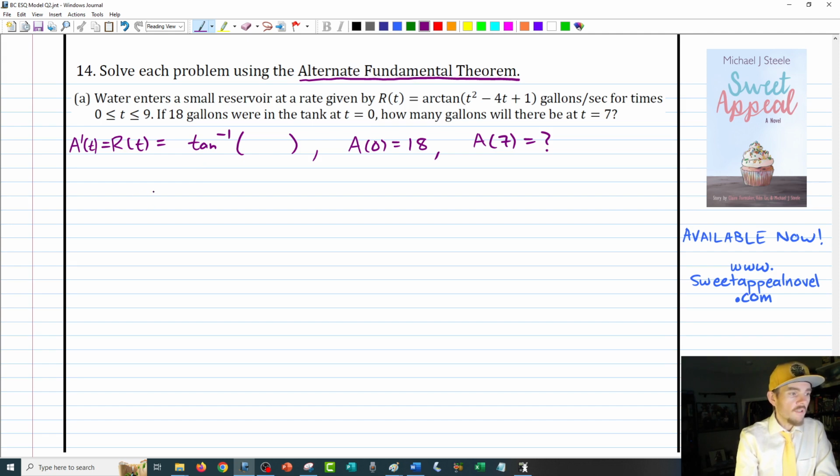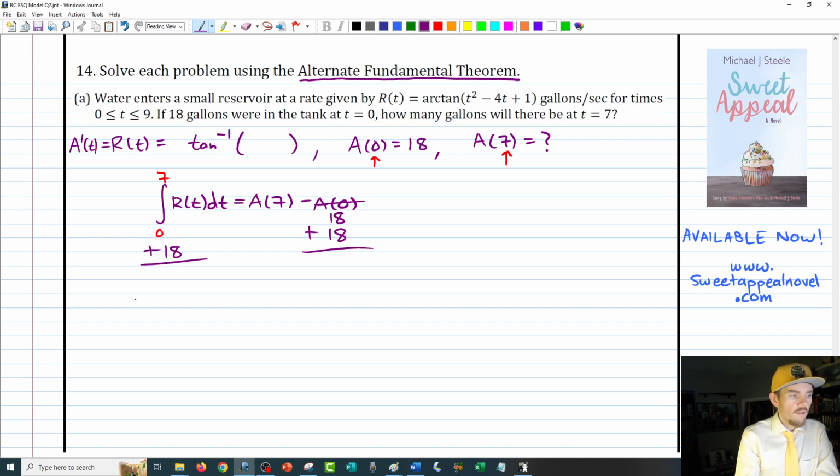So as far as the way this is going to work, we're going to set up the fundamental theorem. So I'm just going to use R of T for this. We'll have the integral of R of T dt. That integral is going to run from 0 to 7, and then it's going to be equal to, specifically, A of 7 minus A of 0. Now, in our case, we know A of 0 is 18, so we actually have A of 7 minus 18. To get A of 7 alone, I'm going to add 18 to both sides here. When I do, I'm going to get that 18 plus the integral from 0 to 7 of R of T dt is going to be equal to A of 7, the amount that we're looking for.